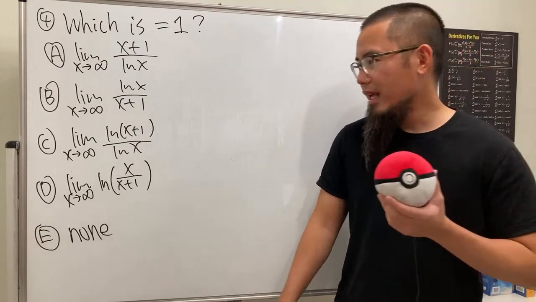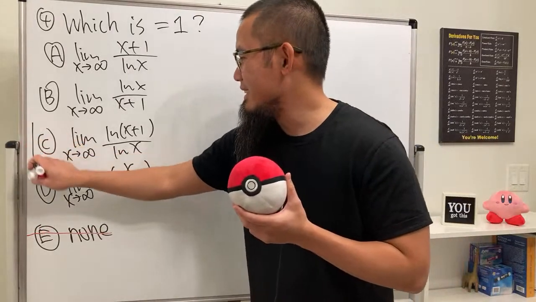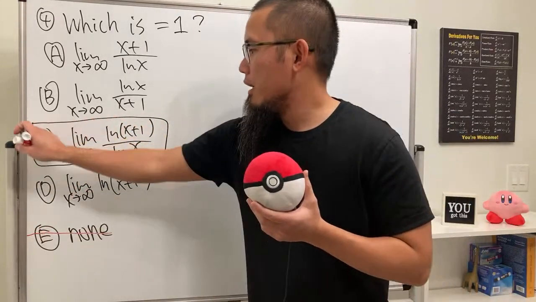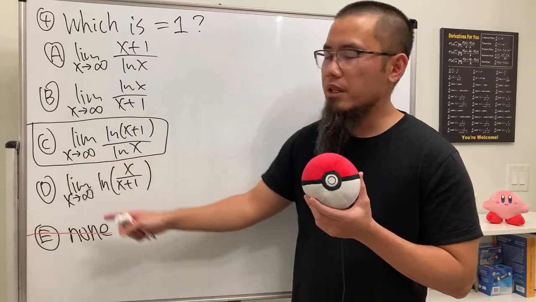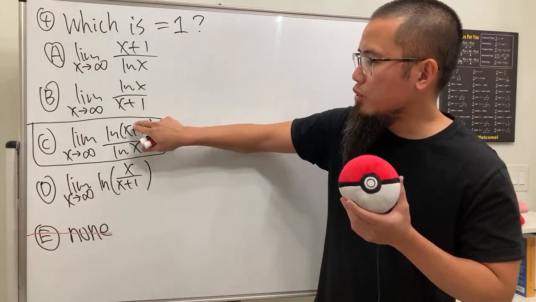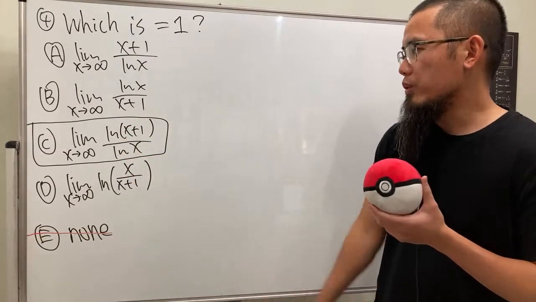Alright, the correct answer is not E. It's C. And the quick way to do this is that if x is approaching infinity, you can ignore the plus 1, so you pretty much just have ln x over ln x, which gives you 1. That's the quick way to do it.